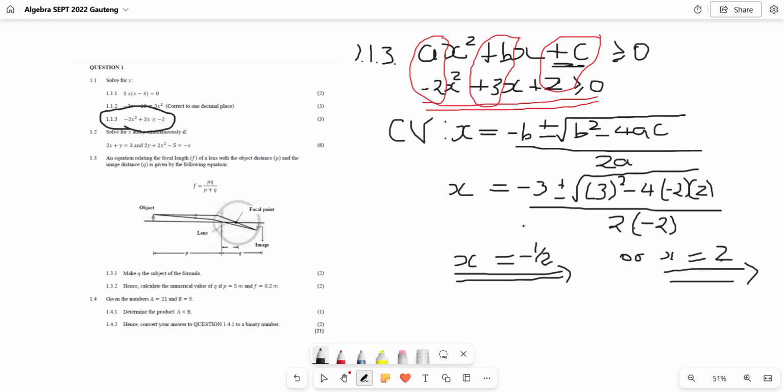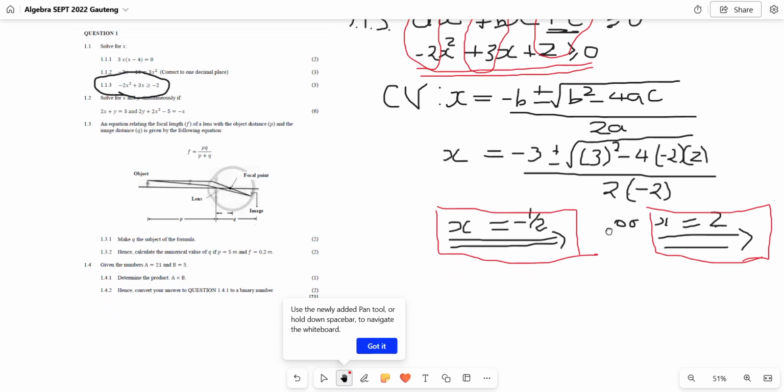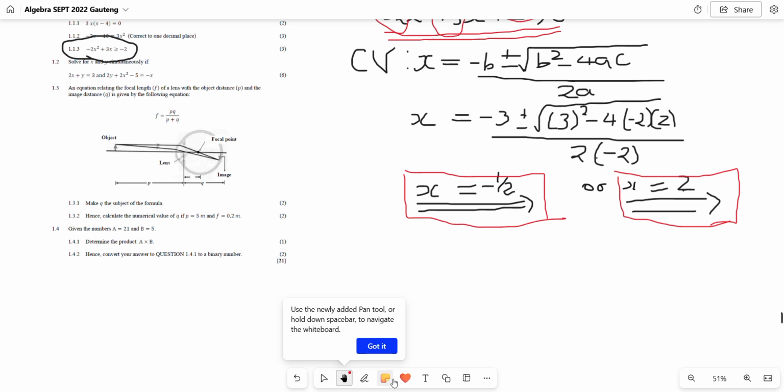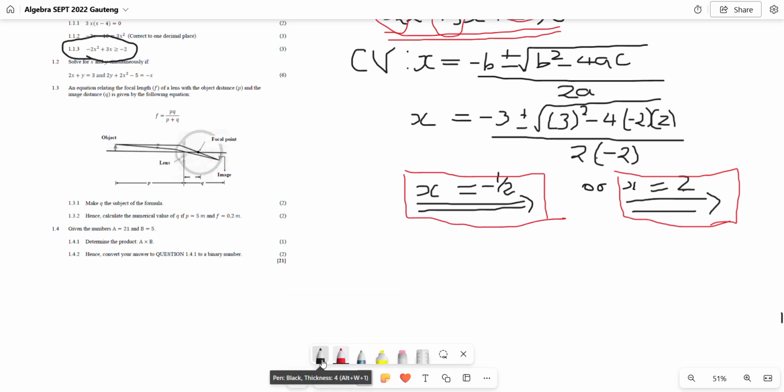Now, these are not the solutions of x. I want to emphasize, these are not the solutions of x that we are looking for. These are called the critical values, which are going to help us find the real solutions of x. Now, after you have got the critical values, what needs to happen? You need to go to the number line. The number line is the graphical representation that we often use to help us find the real solutions of this quadratic inequality.